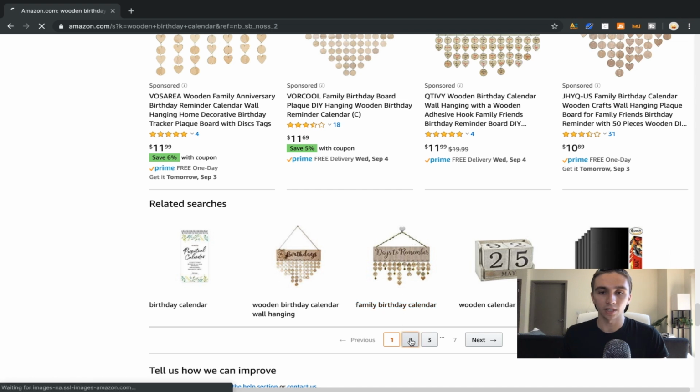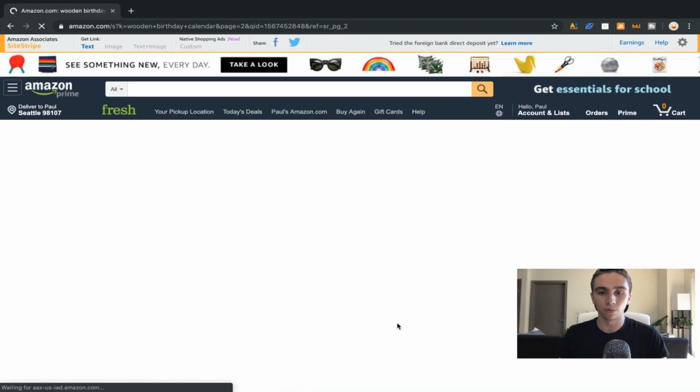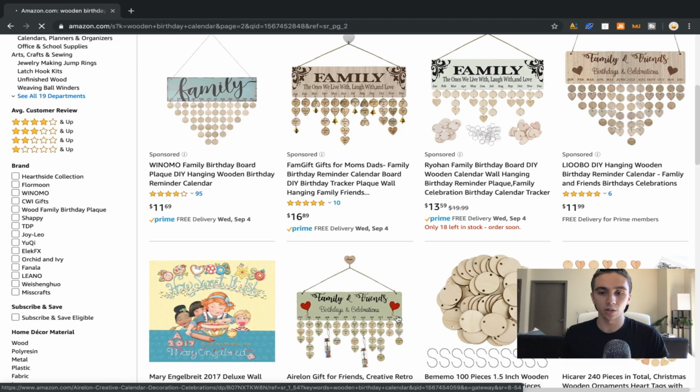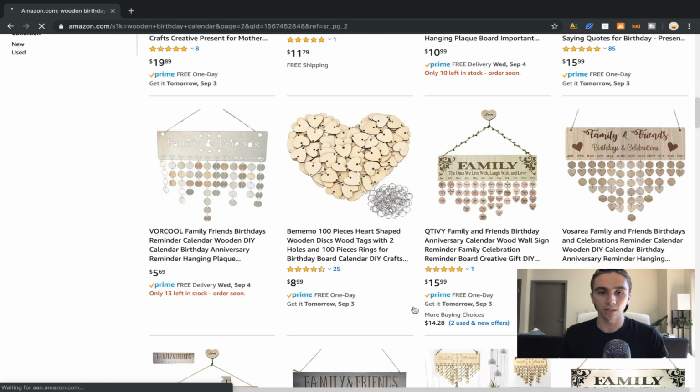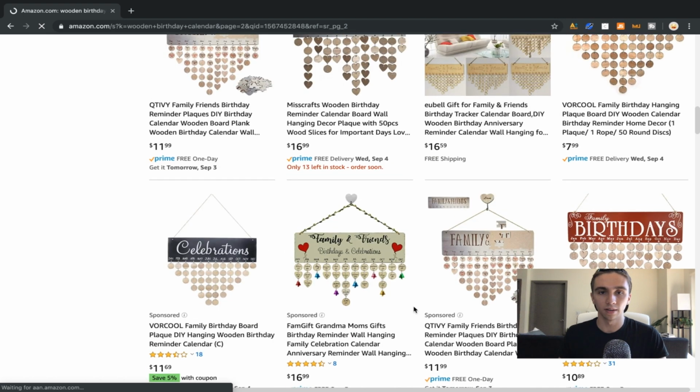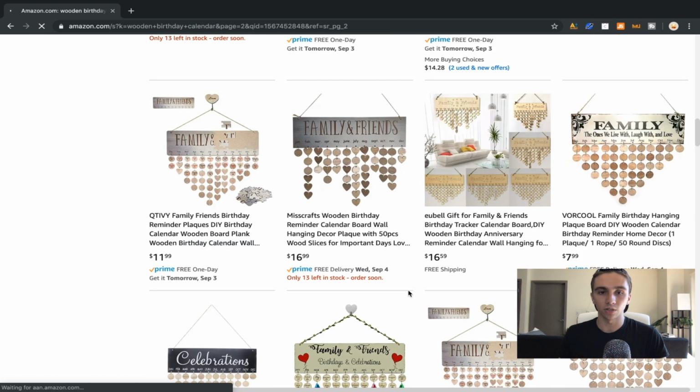Now here's what I was saying is so important. Go to page 2. This is where you're going to be when you start. Look at all these and see if you could find your differentiation. Just because your differentiation isn't on page 1 doesn't mean that your differentiation hasn't appeared yet.